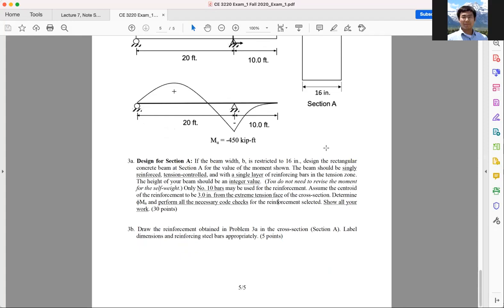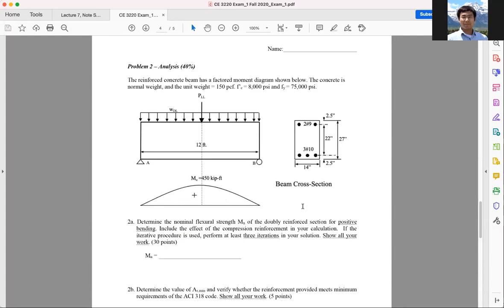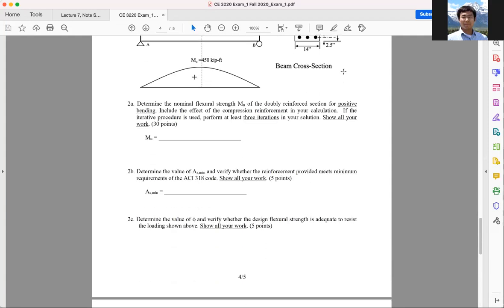That is last year's exam. Okay, now I may give you a full problem, but it will be the same level of difficulty and the length of time it takes to finish the exam like last year. So any questions, folks?